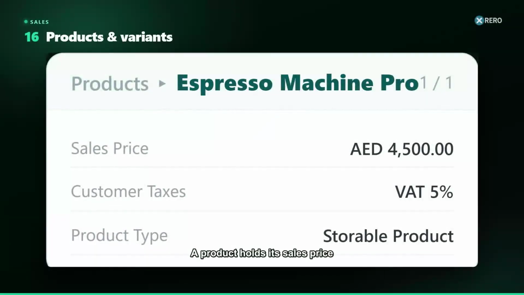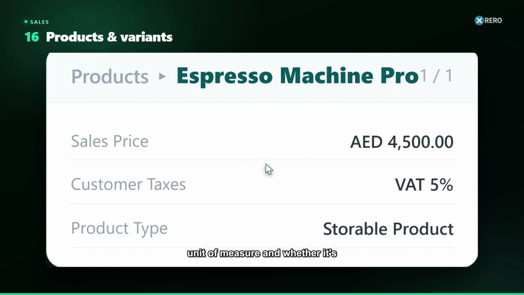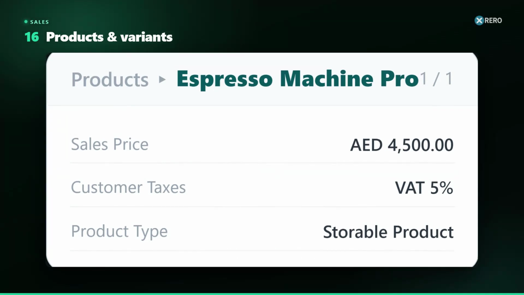A product holds its sales price, taxes, unit of measure, and whether it's a stockable good or a service. Variants handle options like size or color from a single product. So T-shirt, red, L, and T-shirt, blue, M, share one template.